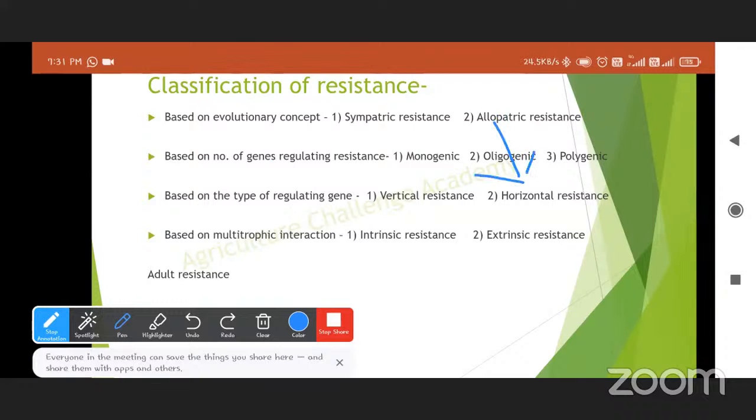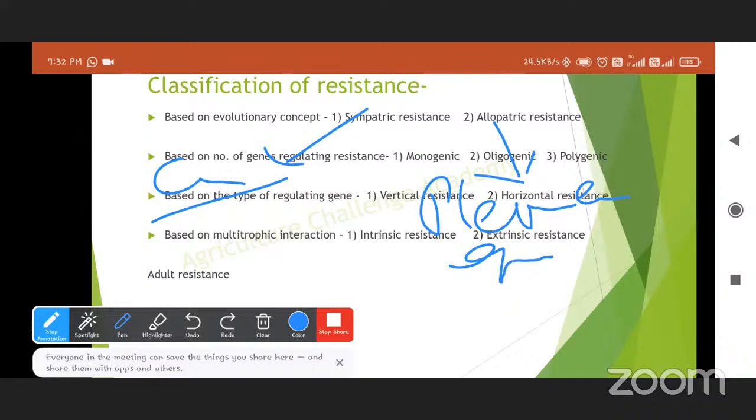Then next is the allopatric resistance. As you saw that in sympatric there was a co-evolutionary history between plant and insect, but in allopatric resistance there is no co-evolutionary history between plant and insect. It is just the opposite of sympatric resistance. And if there is no co-evolutionary history, then there is no gene for gene interaction. Then how is the resistance developed or evolved? It has evolved due to the pleiotropic effect of genes, which are present as a result of selective forces unrelated to the pest or insect.